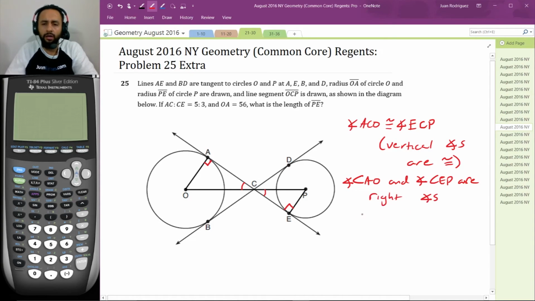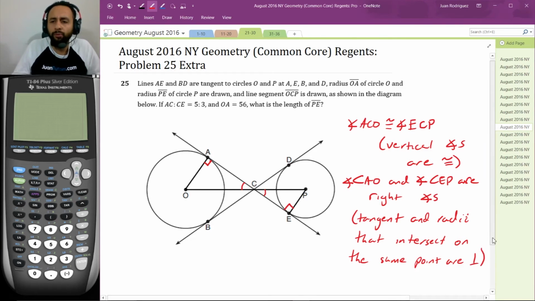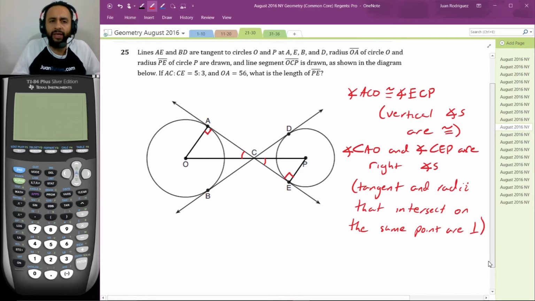Because tangents and radii that intersect on the same point are perpendicular. Now, I will say this is not a proof problem.